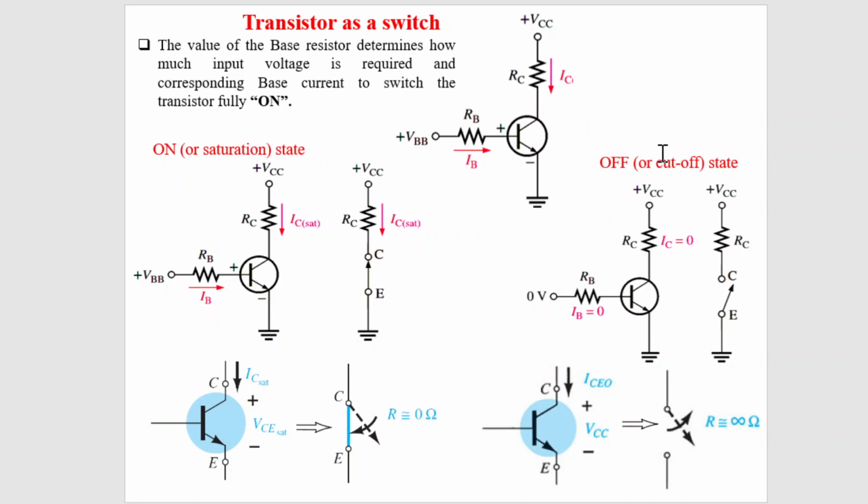Okay. So what do we know? We know the two states of the transistor when it is used as a switch. One is the on state, another is the off state. On state means the transistor is in the saturation region, off state means the transistor is in the cutoff region. When the transistor is in the saturation region, IC saturation can be written as VCC divided by RC. That is, IC saturation will be equal to VCC upon RC.